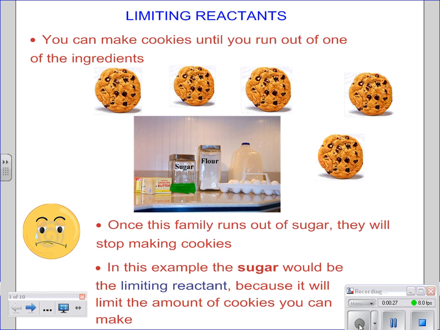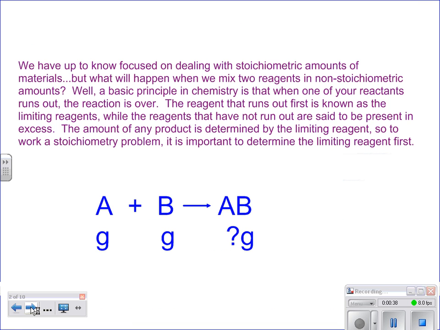So that's what we're going to look at with chemical reactions, is that there are limiting reactants involved. It's the stuff that you run out of first, and then it's going to dictate how much of your product you can produce. So what we have seen up until this point, actually let me kind of rewrite this.